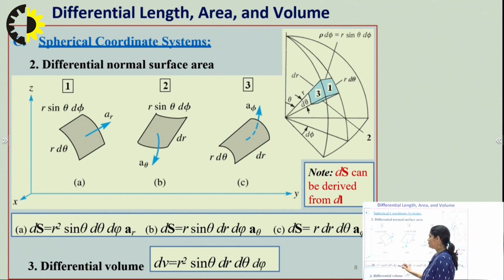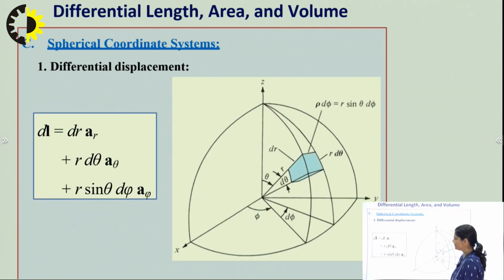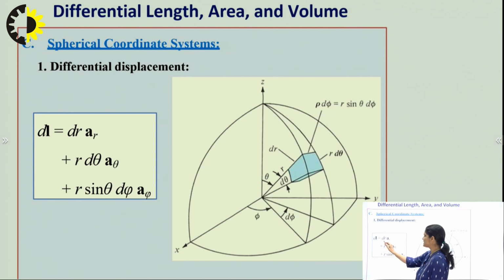While we are considering the unit vector ar, we have to multiply, while finding ds, r d theta into r sin theta. If we are considering the unit vector theta, then ds is equal to dr into r sin theta d phi. If we are considering the unit vector of phi, then we can note it down like this: ds is equal to dr into r d theta.